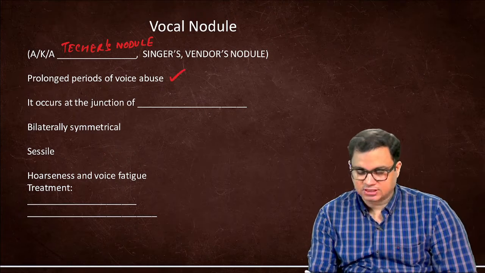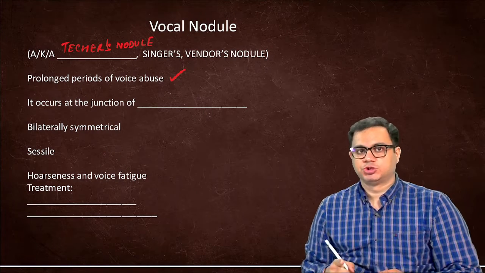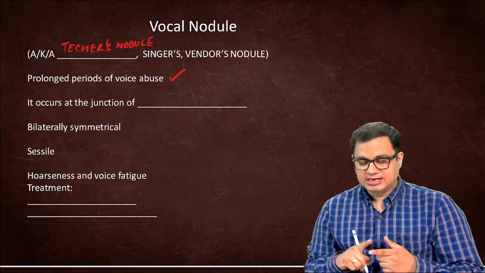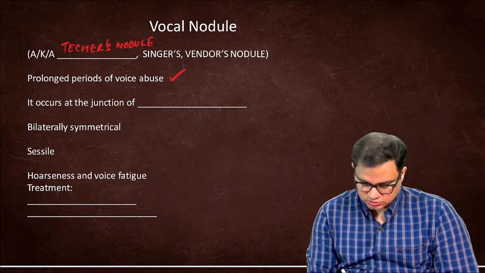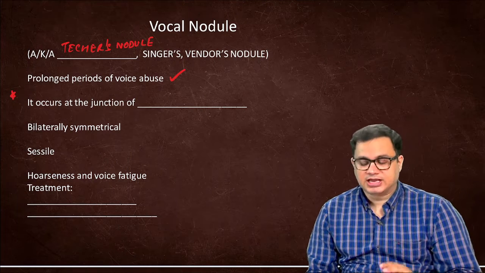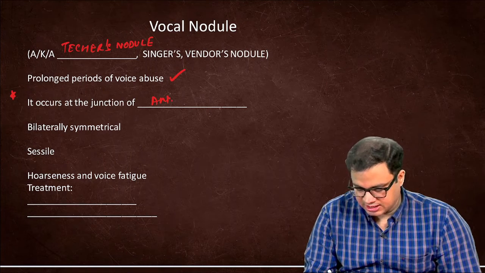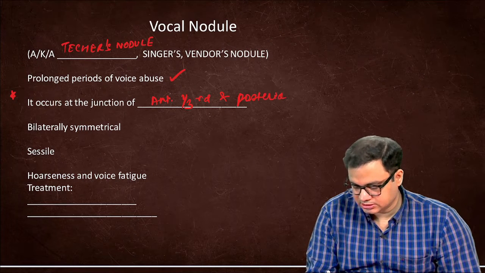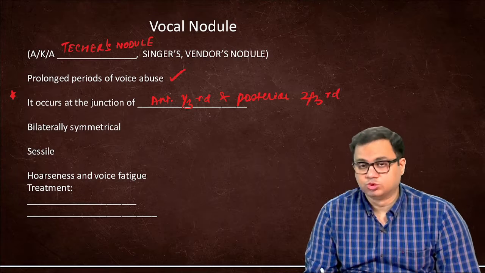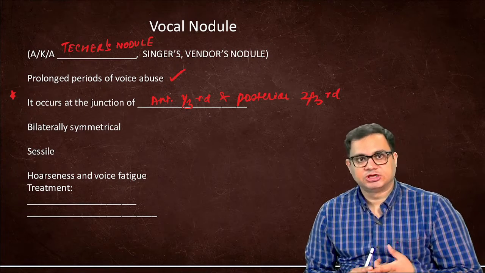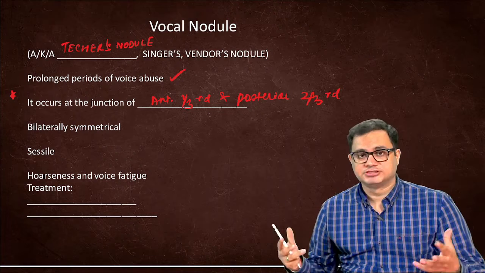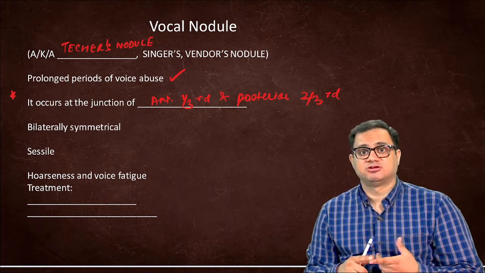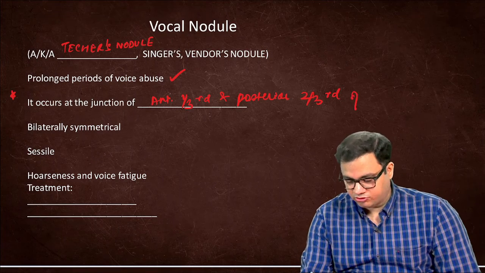So, write down, beta, the etiology of vocal nodule is the prolonged period of voice abuse, and it occurs at the junction. Again, this is a star question. It occurs at the junction of anterior 1/3 and posterior 2/3 of the vocal cord.